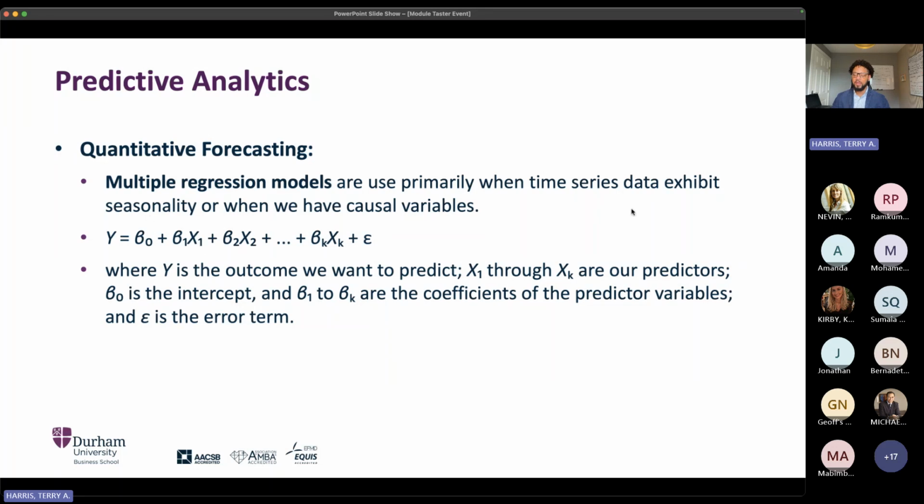When the data set exhibits seasonality or cyclicality, we can implement a regression model where the seasonal effects are captured by the betas and are indicated by dummy variables that are coded one for the seasonal time periods. And we can also implement a multiple regression model in instances where we have a causal variable. So some variable we think is going to lead and impact the outcome variable.